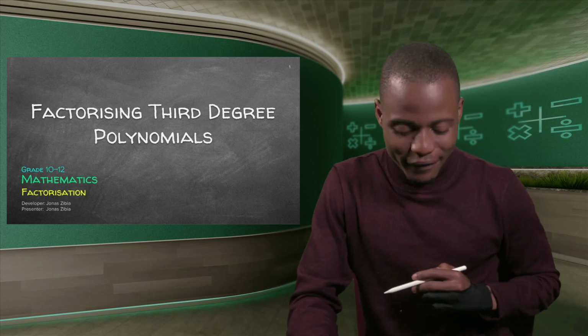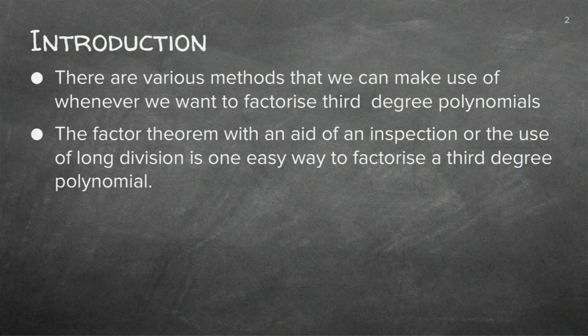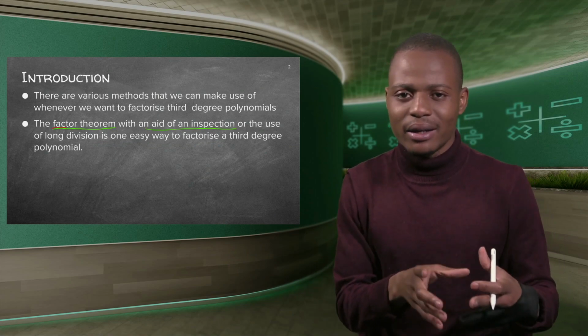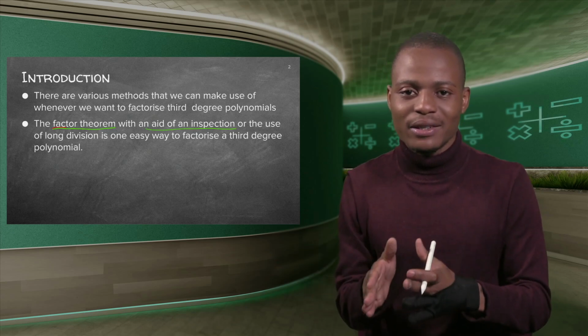The first part of our lesson looks at what methods we can actually use to factorize third degree polynomials. There are various methods that we can make use of. The factor theorem, with the aid of inspection, because you can actually inspect values just by looking at them and understand the next value.